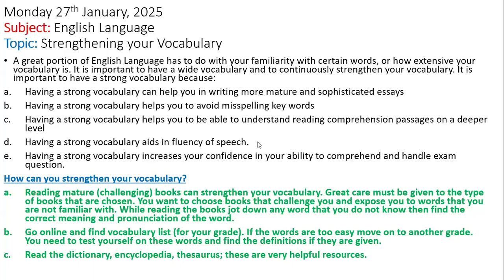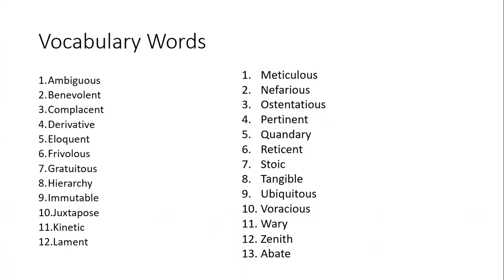Okay, so this is a good way to strengthen your vocabulary by going over the words, finding the definitions of words that you do not know. Words that you haven't even heard before, but all these words are very good vocabulary, words that should be a part of your vocabulary: ambiguous, benevolent, complacent, derivative, eloquent, frivolous, gratuitous, hierarchy, immutable, juxtaposed, kinetic, lament, meticulous, nefarious, ostentatious, pertinent, quandary, reticent, stoic, tangible, ubiquitous, voracious, wary, zenith and abate. All these words should be familiar to you. If they're not familiar, that means that you have a lot of work to do in strengthening your vocabulary.